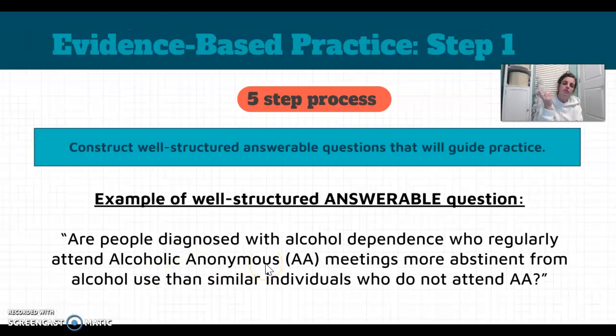So population, people diagnosed with alcohol dependence. Intervention, attending Alcoholics Anonymous. The comparison group is people who do not attend Alcoholics Anonymous. And the outcome would be, are they abstinent from alcohol use? And so you have those four elements. The intervention that you're going to be implementing is referring your clients who are alcohol dependent to AA meetings in the hopes that they will abstain from alcohol.